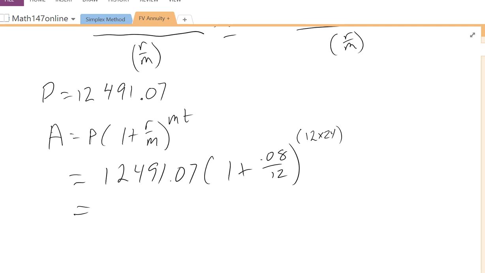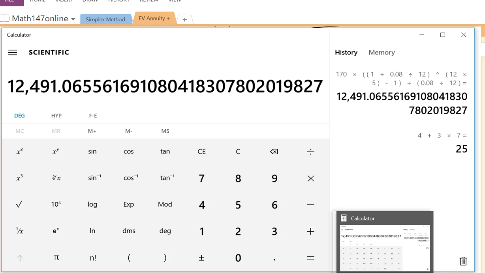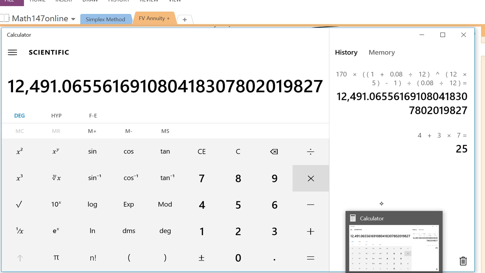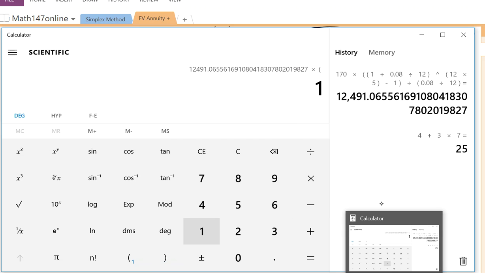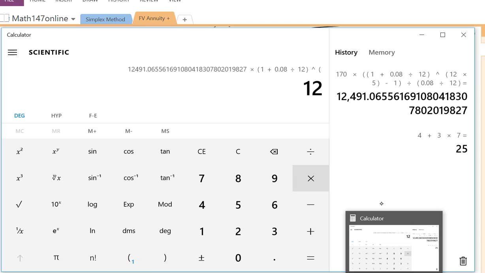I'm going to hop back to my calculator. All right, and you know what? I'm just going to take the previous answer, and I'm going to multiply it by parenthesis 1 plus 0.08 divided by 12, close parenthesis, raised to the 12 times 24.